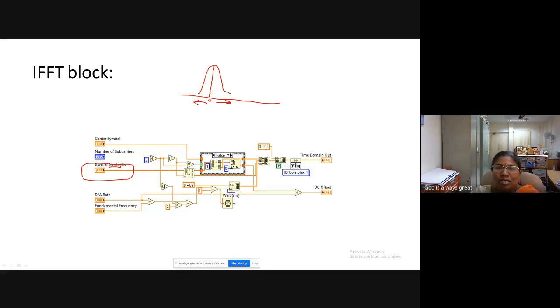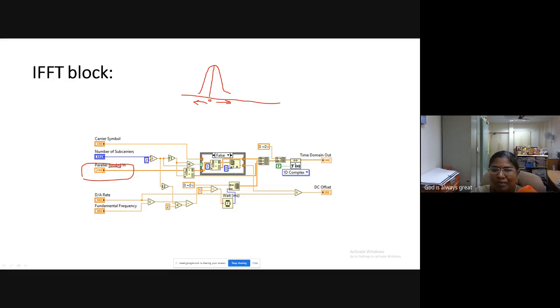And from the 0 to the subcarriers, in between you need to introduce zeros to satisfy the bandwidth of the signal. So you compute the fundamental frequency and the data rate. Based on the fundamental frequency and data rate, you identify the amount of data you need to pump in. Wherever you don't have parallel symbols, you have to introduce zeros. That portion is done by this part. So you get your frequency domain values.